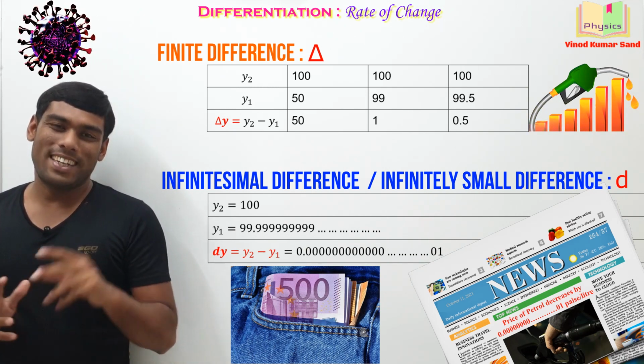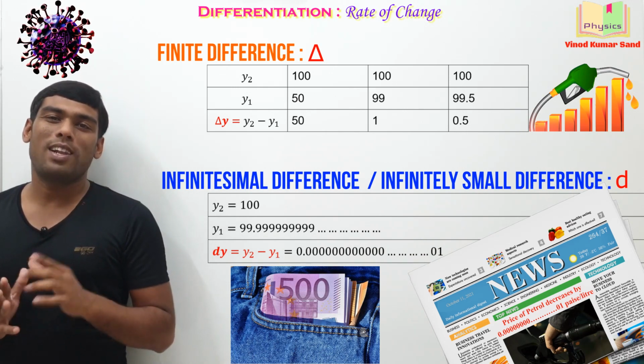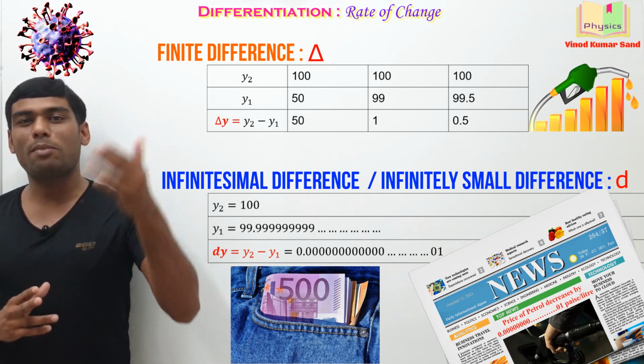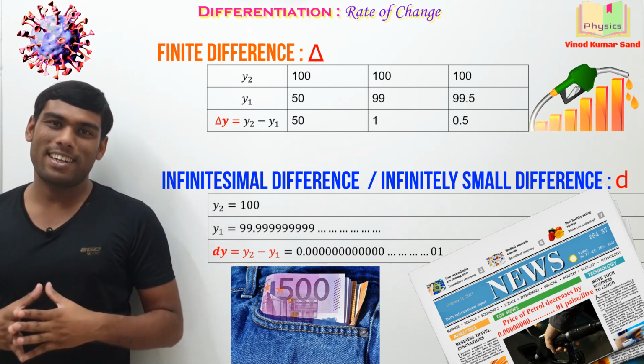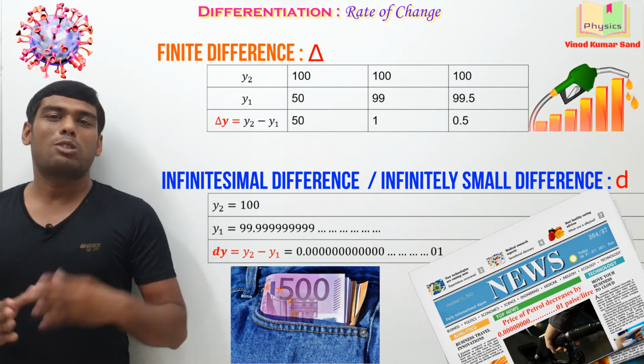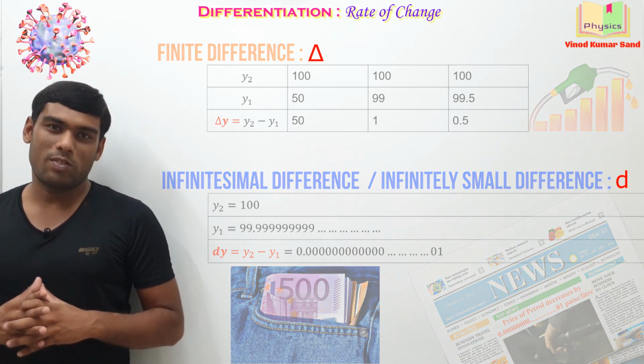Okay, fine. The decrement in the price of petrol is actually infinitely small, while the increment in the price of petrol is creating a finite difference. I hope you get my point. So let's march toward the differentiation.